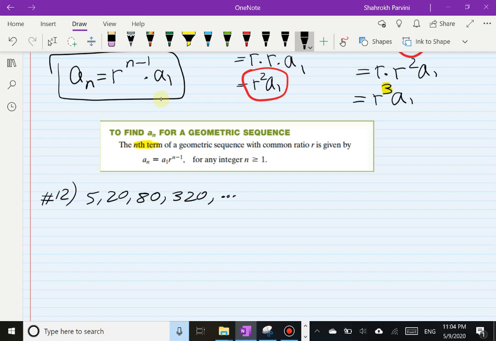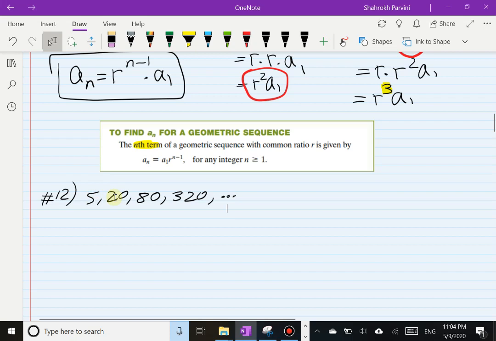If I multiply 5 times a number, because this is geometric, we need to multiply by something to go from one term to the next, and so on. So what do I multiply 5 by to get to 20? 5 times what makes 20?